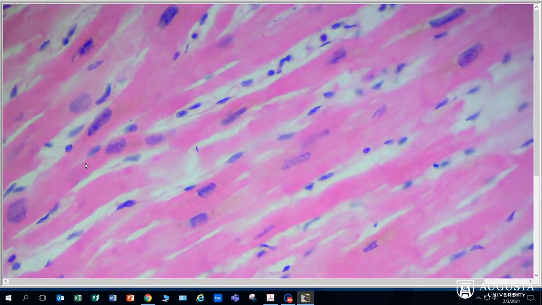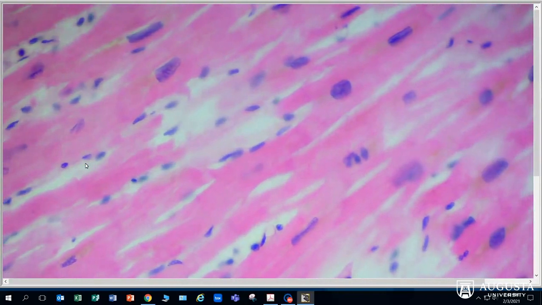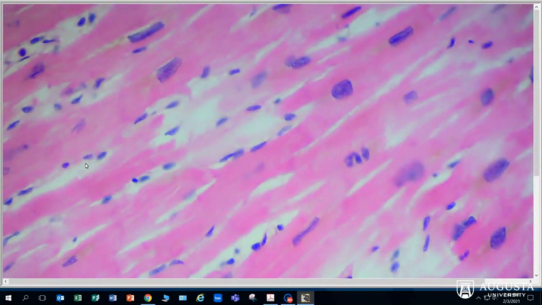So you can see that cardiac muscle tissue is highly branched, uninucleate, and striated. So you can see those striations running perpendicularly through the tissue right here.